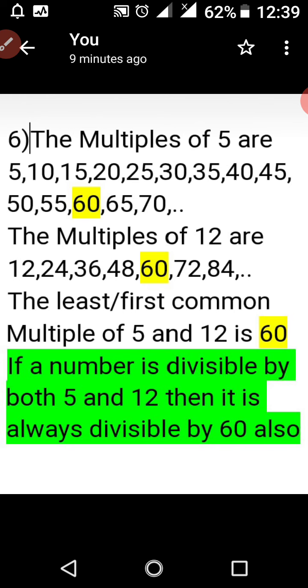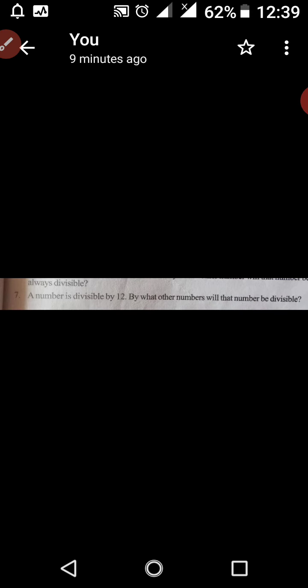Now move to the seventh question. I want to give this seventh question as homework. What is the seventh question? A number is divisible by 12. By what other numbers will that number be divisible? For this one, only one number is given, that is 12. It is very simple to write the solution. You just find the factors of 12. If any number is divisible by 12, then that number is always divisible by its factors also. So try to write the factors of 12. You already know how to write the factors. Then that is the only solution for the seventh question.